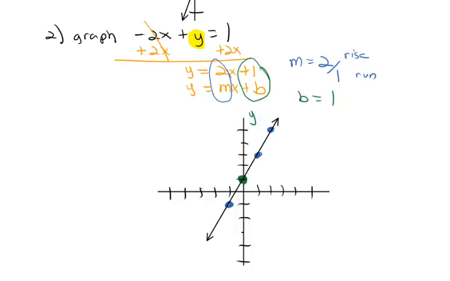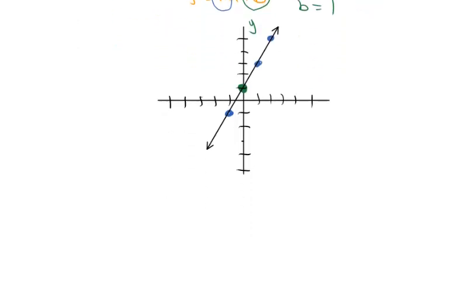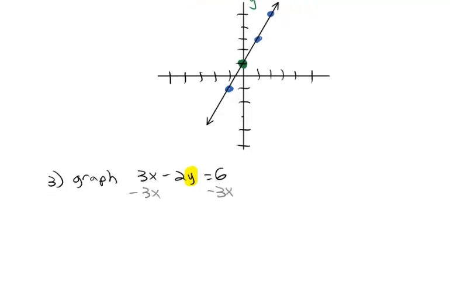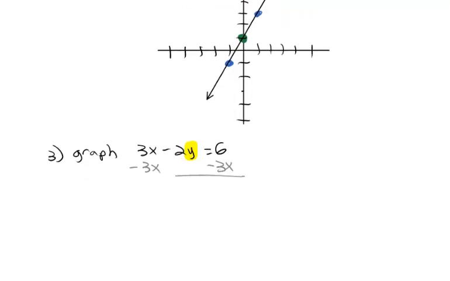Let's try one of a similar vein that might be a little more involved. Let's try to graph 3x minus 2y equals 6. Again, you notice the y that we need is not alone. So we get it alone. First, we get the x's out of the way by subtracting the 3x. When we do that, we get negative 2y equals negative 3x plus 6.